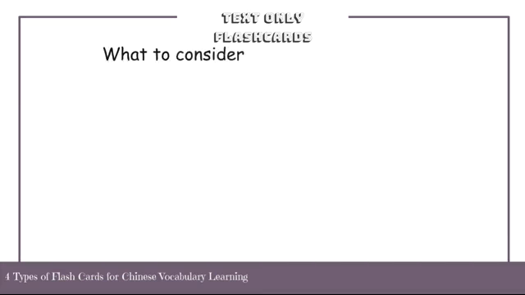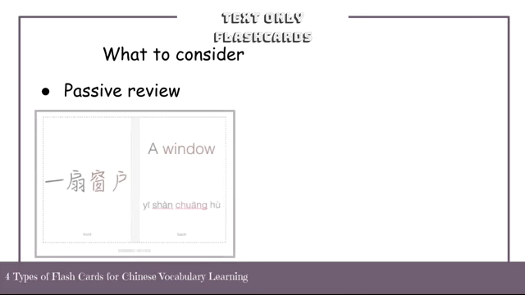So let's have a look. What to consider. Okay, when we consider how to make the text-only flashcards, we need to think about two concepts. One is passive review and the other one is active recall. A passive review is basically when you learn something and you look at it and test yourself if you remember its meaning. That's called passive review.